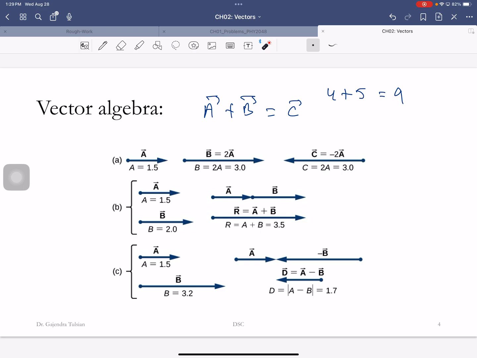So we will learn how to add vectors. They are different beasts, so they'll add differently. This is the only time when they're collinear and pointing in the same direction, they'll add up to 9 units.